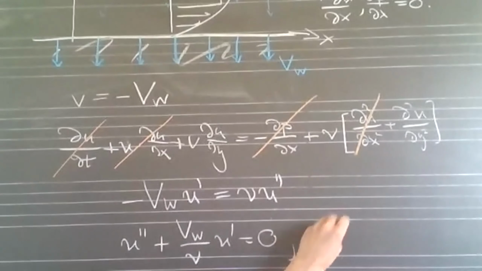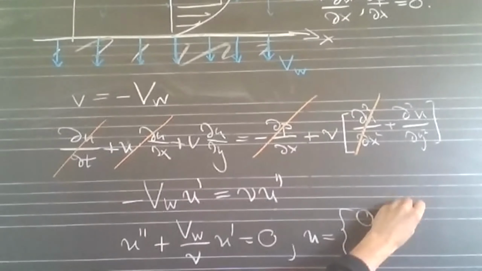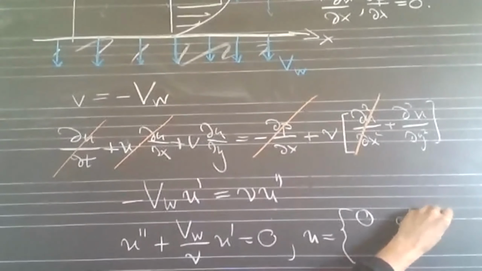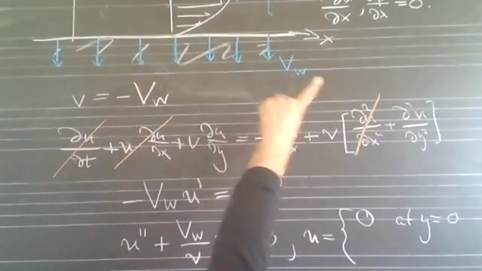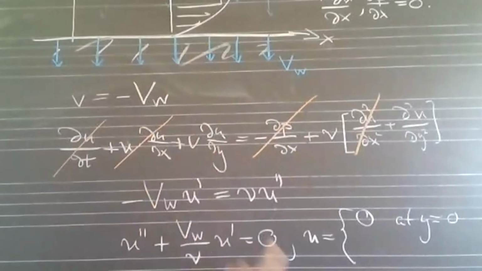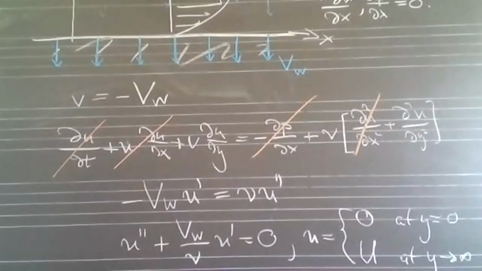u must be equal to 0 at the wall, right? We have a no-slip boundary condition, u direction. The suction only works in the y direction, and we need to have a velocity, capital U, at y to infinity, or let's say far away from the wall.